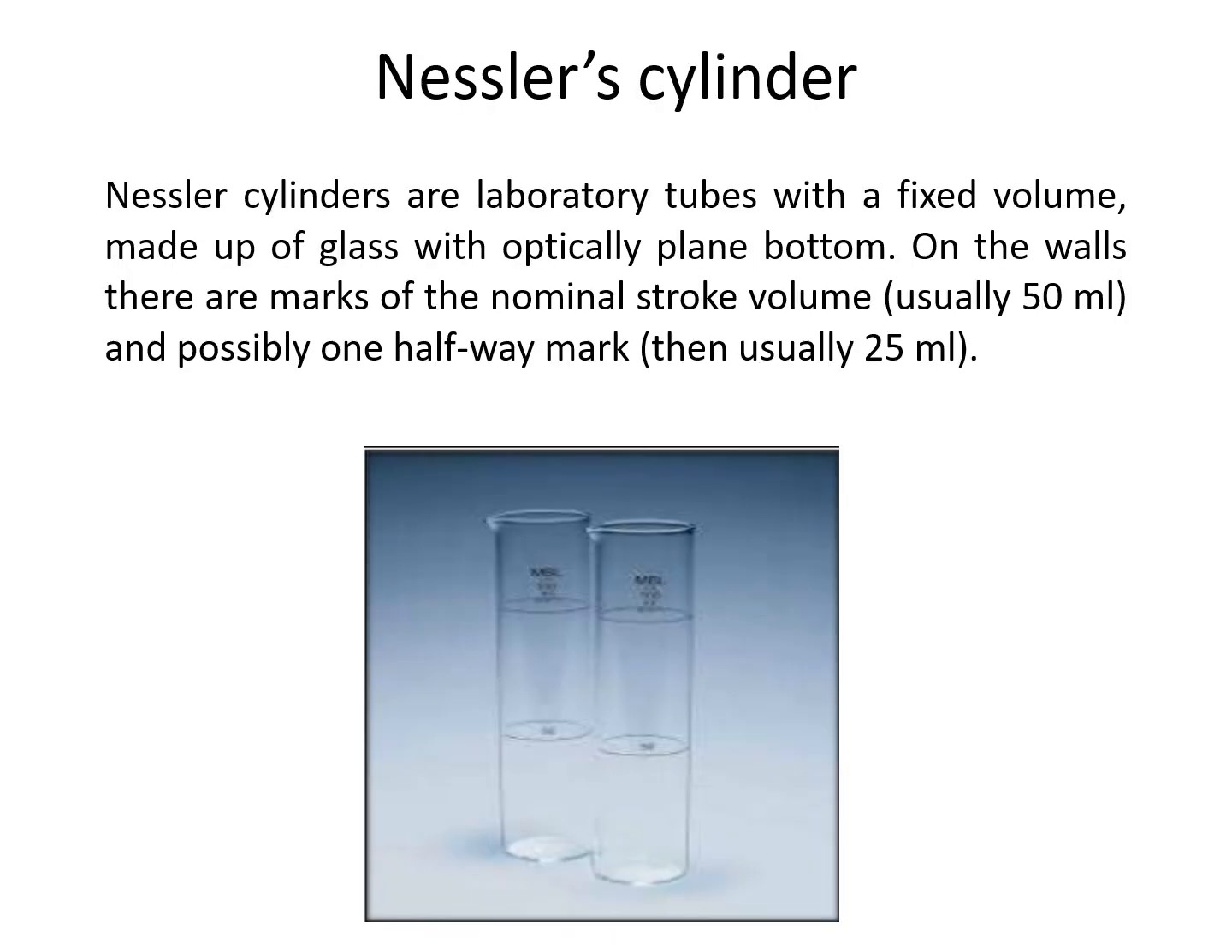This is a Nessler cylinder. Nessler cylinders are laboratory tubes with a fixed volume, made up of glass with an optically plain bottom. On the wall there are marks which may be 50 ml and also 20 ml marks. So this is a structure diagram of the Nessler cylinder.